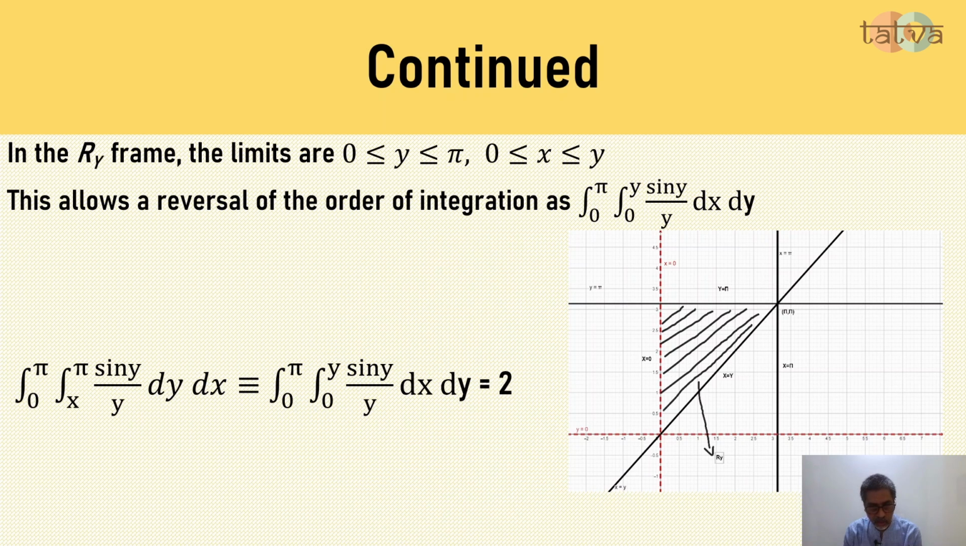So this is how the order has been reversed. The original problem on the left hand side can be seen and the transformed problem on the right hand side. And of course the evaluation is very straightforward.